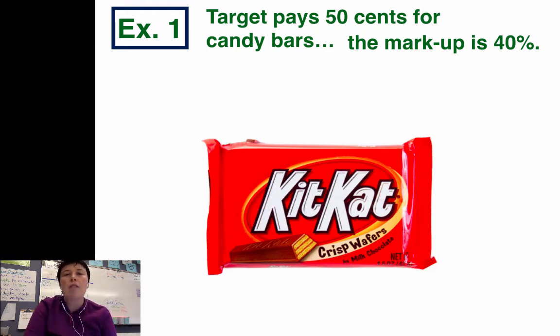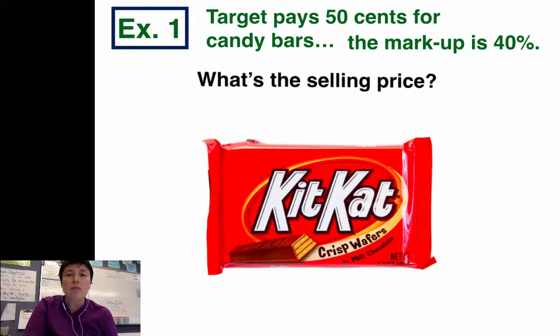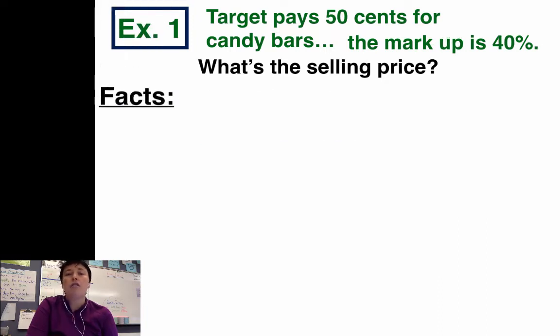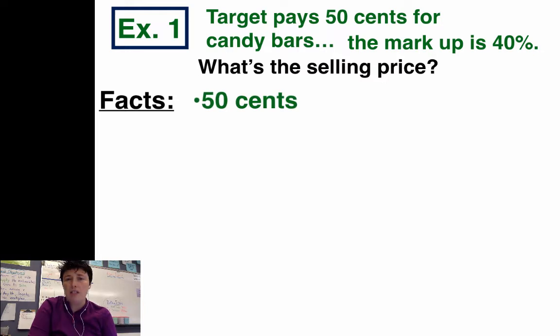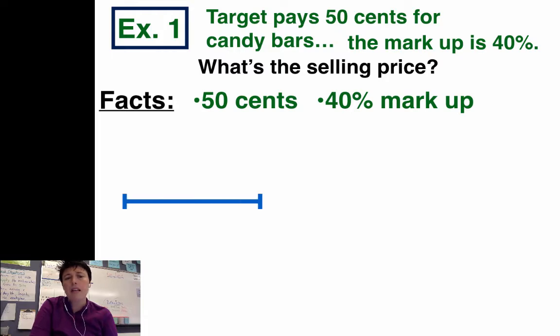So let's figure out how much we're paying for the candy bar. Target paid 50 cents. Now we got to pay for our part. So what I'm going to do is figure out what's the selling price in the store. What's the sticker price that I'm paying? And I'm going to do it with a double number line. So I'm going to set up my facts, and my facts are that it costs 50 cents for Target to buy the bar. The markup is 40%. And on a number line, if I set that up from 0 to 100%, what that means is 0%, $0. 100% is what Target paid, which is 50 cents.